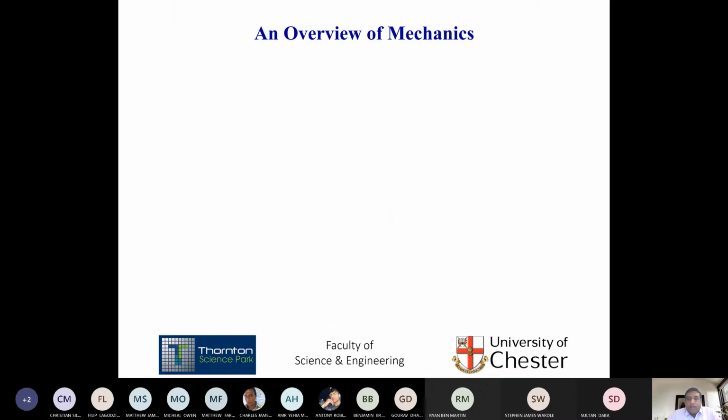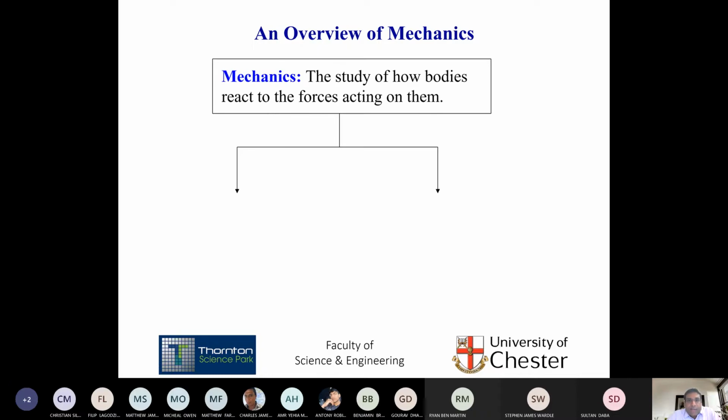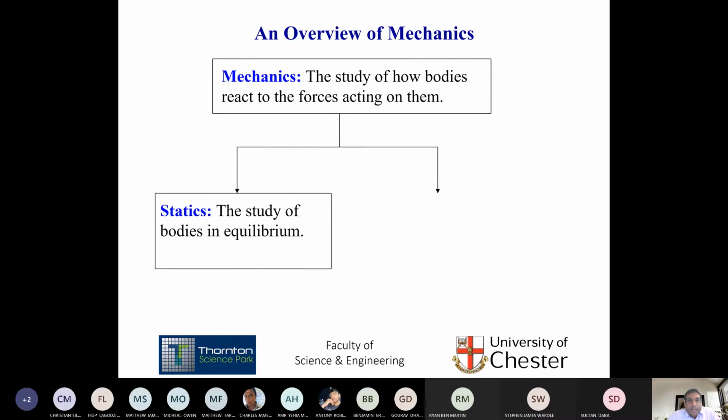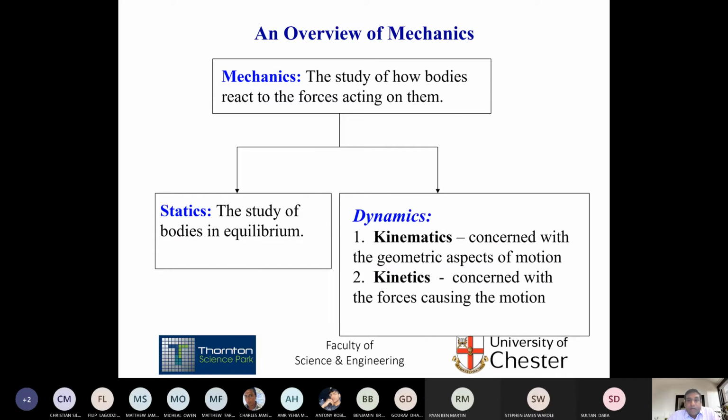So where is dynamics in the context of mechanical engineering, or in the context of mechanics, which is key to studying mechanical engineering? Well, mechanics is the study of how bodies react to the forces acting on them. Now, mechanics can be divided into several sub-disciplines. One is statics, which you had at level 4. Statics is the study of bodies in equilibrium. The other is dynamics. Now, dynamics can be further broken down into 2 subtopics, kinematics and kinetics.